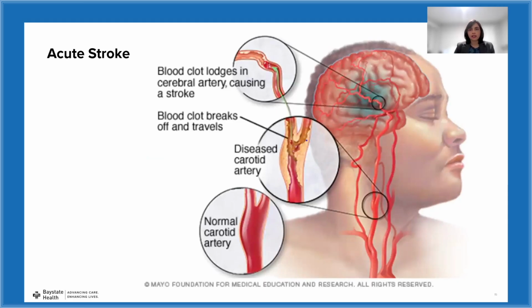So here, this is another pictorial which shows how a stroke can be caused. So the normal carotid artery here is without any kind of plaque, and this is how a diseased carotid blood vessel can look. And potentially, a piece of plaque can break off from the carotid. It can go all the way up into the brain blood vessel, and it can block the vessel. Sometimes a clot can travel all the way from your heart, all the way up through these vessels, and it can potentially block one of the blood vessels.